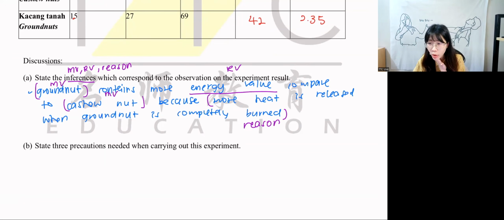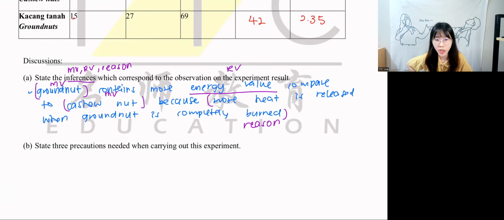We just find the smallest scale to know the decimal place, right? Correct. So you use the smallest scale to know your decimal. If it's 0.1, then you add 1 decimal place. If it's 0.01, you add 2 decimal places. So we have MV, RV, and reason for all of the inference.